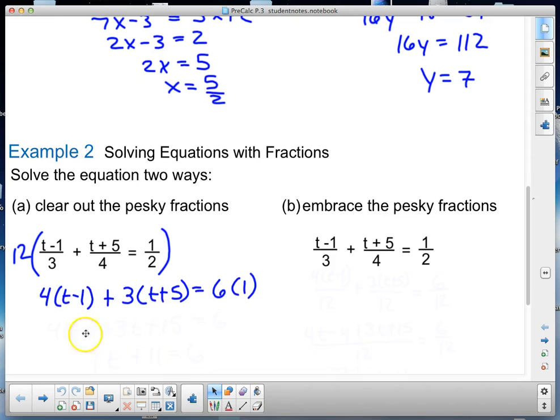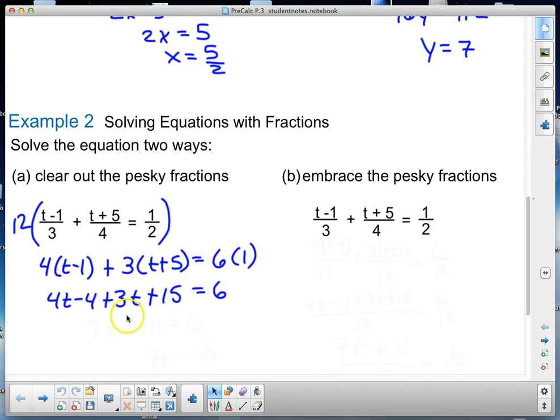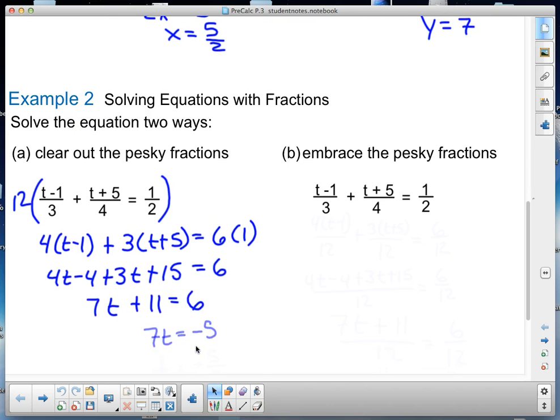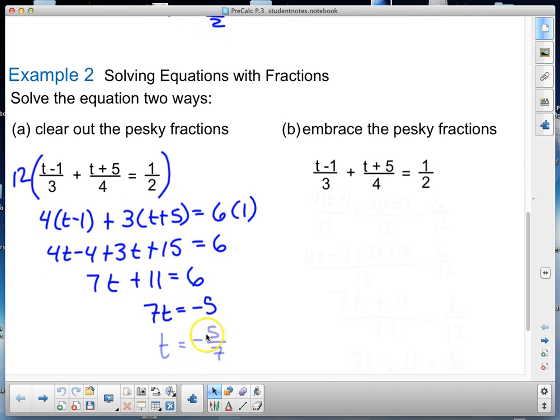So when I get that done, this is what it is. Okay, so now I just distribute just like I did above, and I got 4t minus 4, 3t plus 15 is equal to 6. And at that point, after I've cleared out the fraction, it becomes a little bit easier of a solve. So I've got 7t plus 11 equals 6, and then I subtract 11, 7t equals negative 5, and t is equal to negative 5/7.